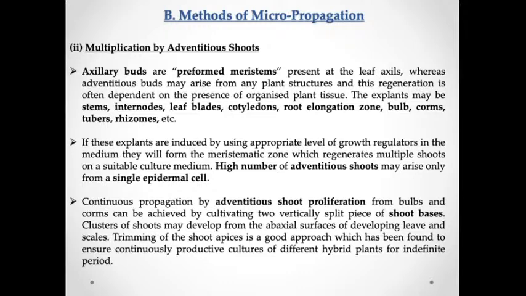The explant in this case may be stem, internodes, leaf blades, cotyledons, root elongation zones, bulbs, corms, tubers, rhizomes, etc. A high number of adventitious shoots may arise from a single epidermal cell. And continuous propagation of adventitious shoot proliferation from bulbs and corms can be achieved by cultivating two vertically split pieces of shoot bases.